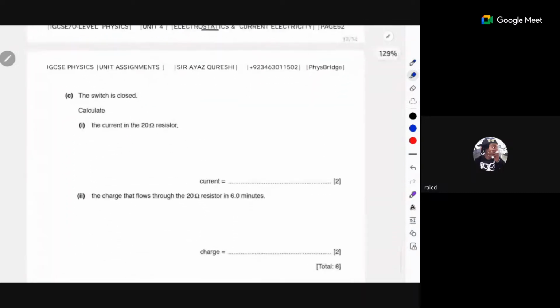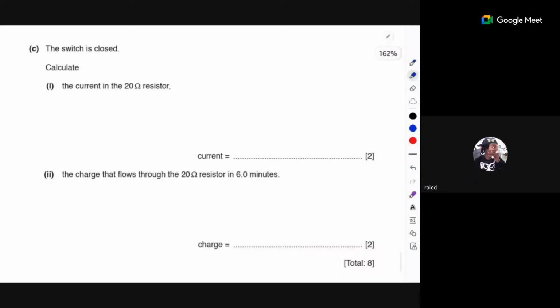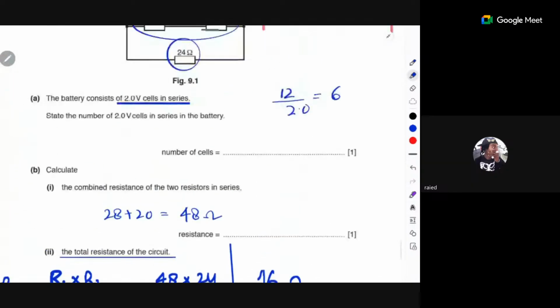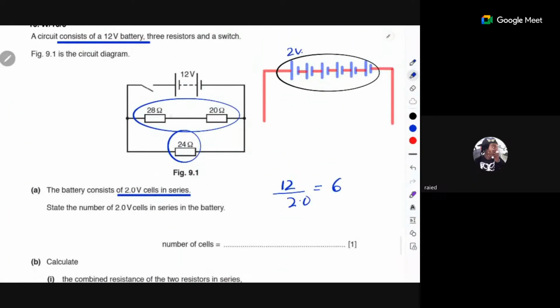Now it is said that the switch is now closed. Calculate the current in 20 ohm resistor. Where I have to calculate the current in 20 ohm resistor. So where is the 20 ohm resistor? 20 ohm resistor is here. So this is a technical point, that when the switch is closed, the current flowing through this part will be divided into two ways. One here, and the second will be in this direction. The red arrow is the current which will flow through this.